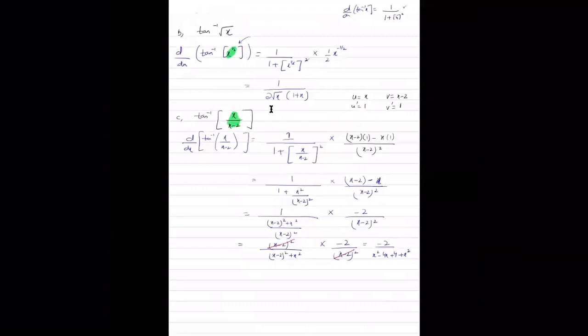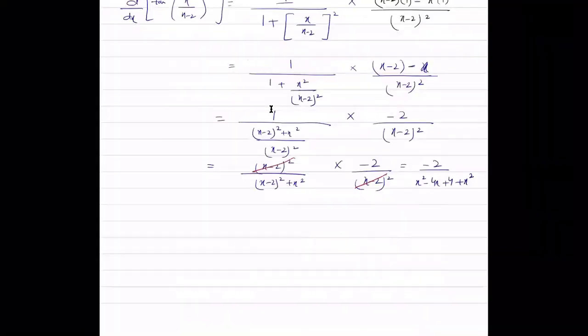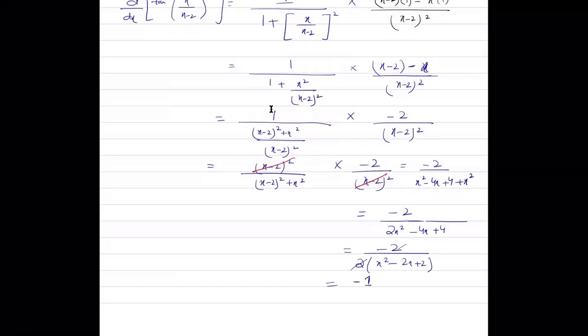Okay, I will continue the working over here. Minus 2 over 2x square minus 4x plus 4. If I take 2 common from the denominator, I'm going to get x square minus 2x plus 2, and the final answer is going to be negative 1 over x square minus 2x plus 2. That is the simplified differentiation.